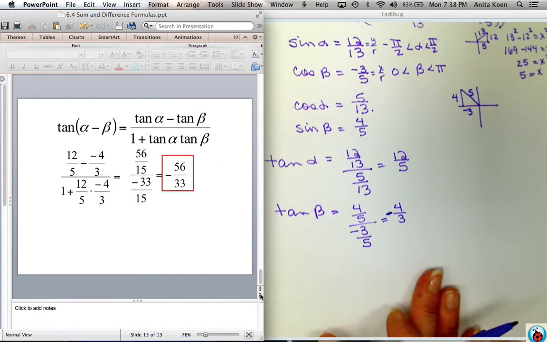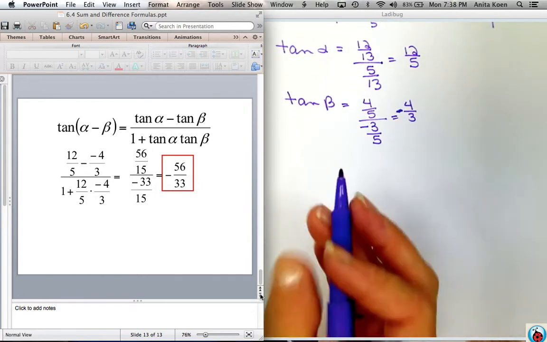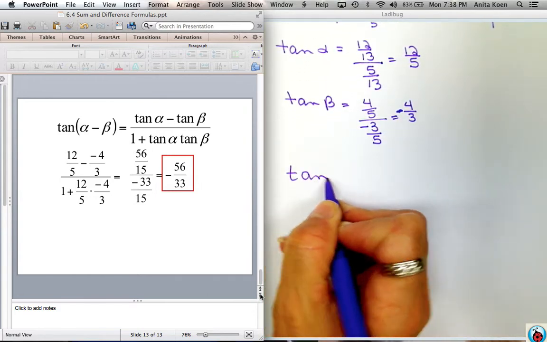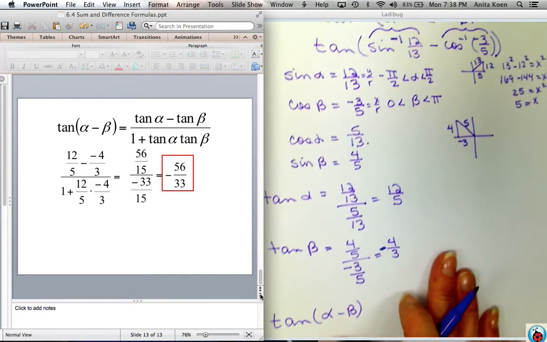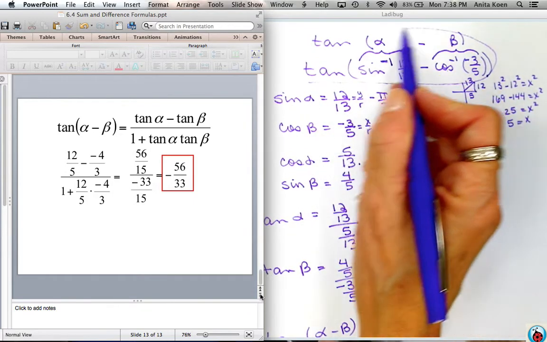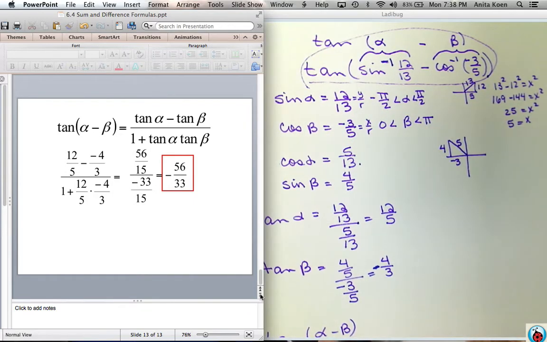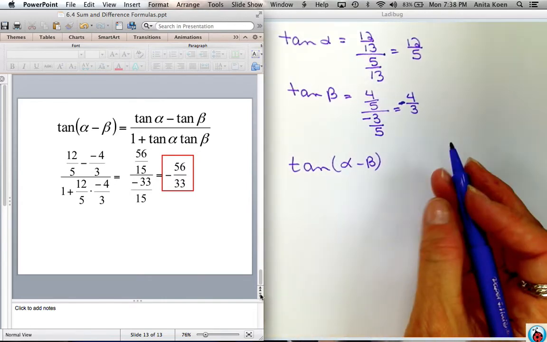Okay, now we're going to use our tangent formula since we have those two tangents, and we're going to look for the tangent of alpha minus beta. Now remember, because I'm going to slide back up here, because that's what we were originally looking for, was the tangent of alpha minus beta. Okay, so let's go ahead and do that.